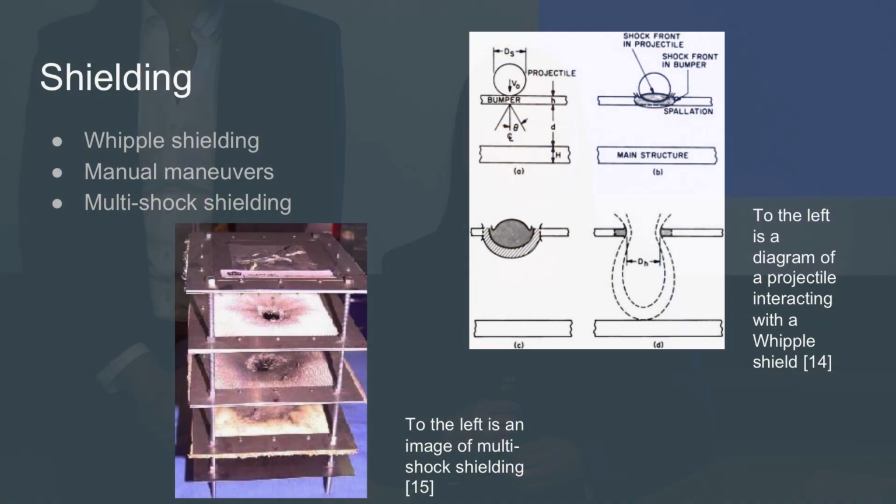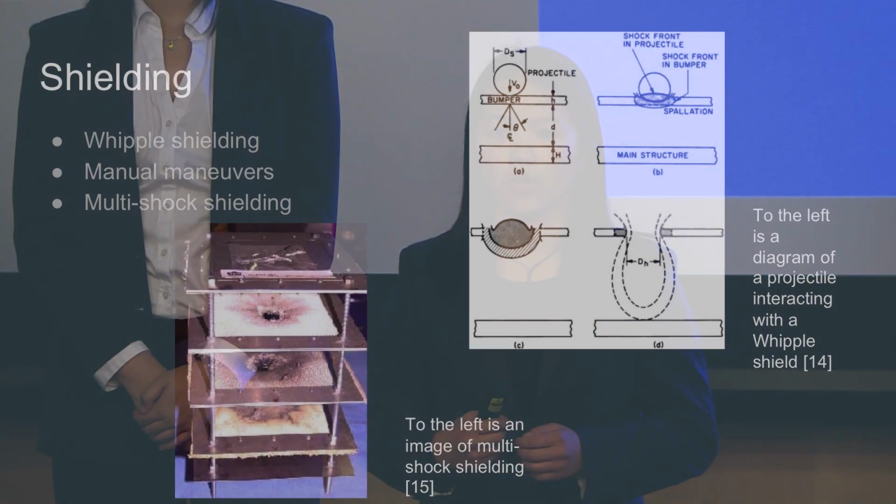The final form of shielding that we would be implementing is the multi-shock shielding, which uses several thin layers of ceramic fabric that can shock projectiles to a high enough level that they either melt or evaporate on impact, that would protect the integrity of our station.